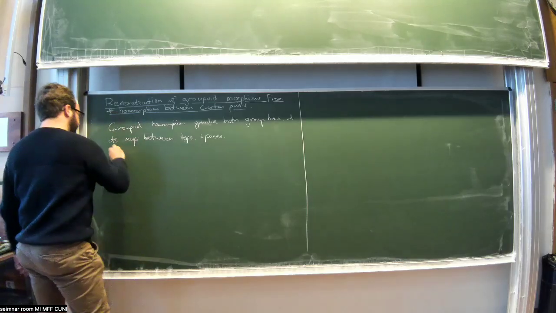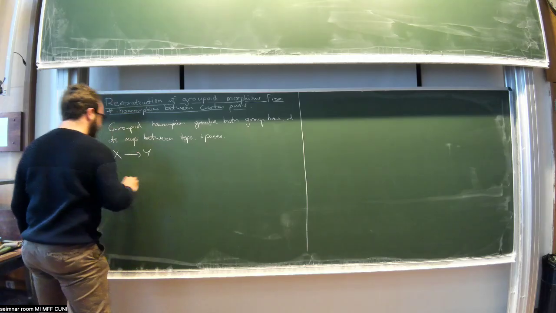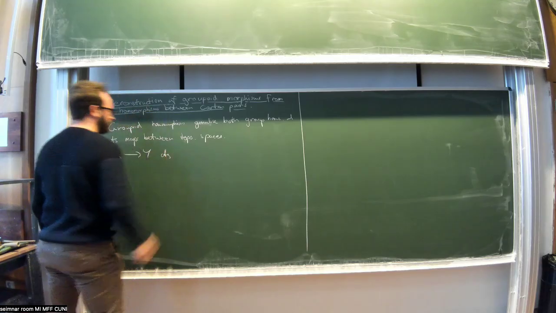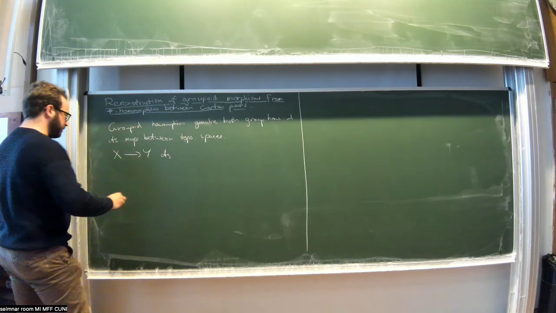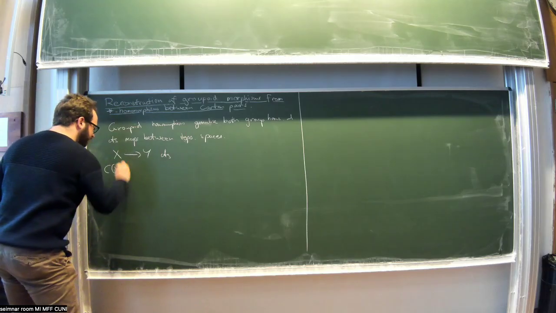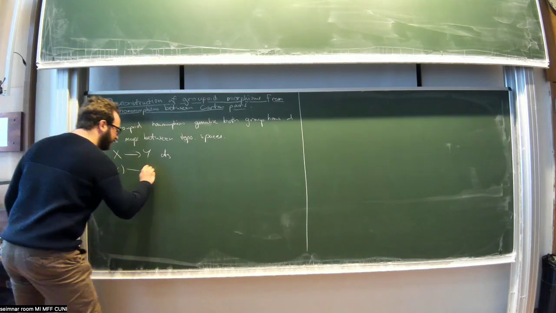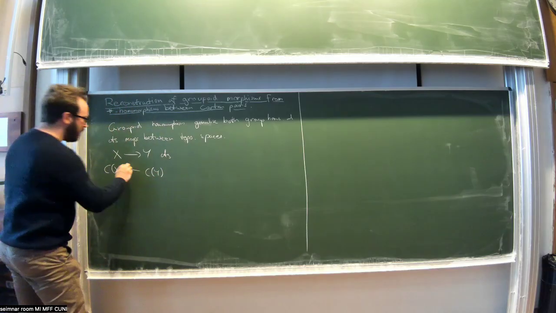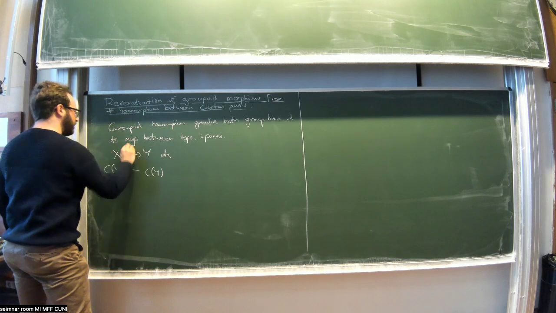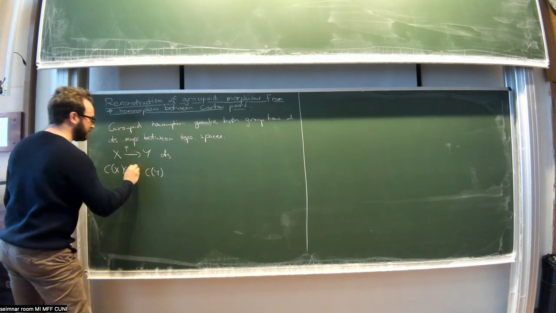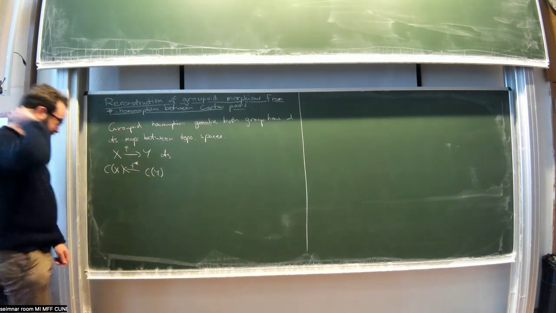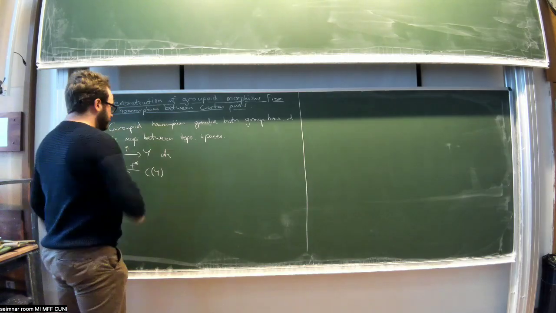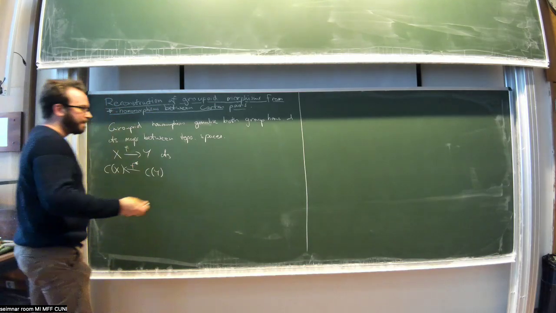So just to write it down again, if this is a continuous map between compact topological spaces, we build the associated groupoid C-star algebras, which is just getting the continuous functions back, and you get a morphism the other way via pullback. This is if X and Y are spaces.